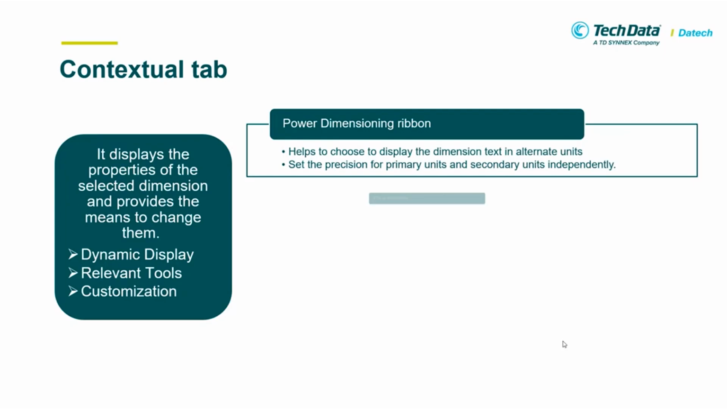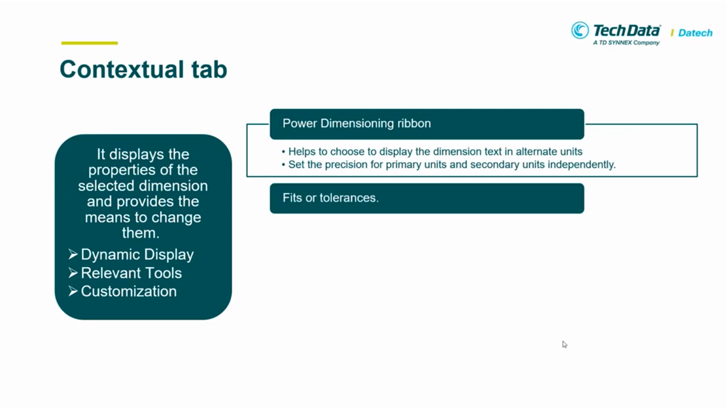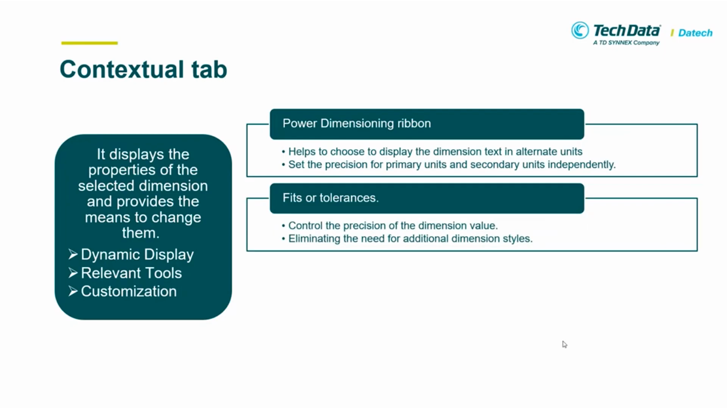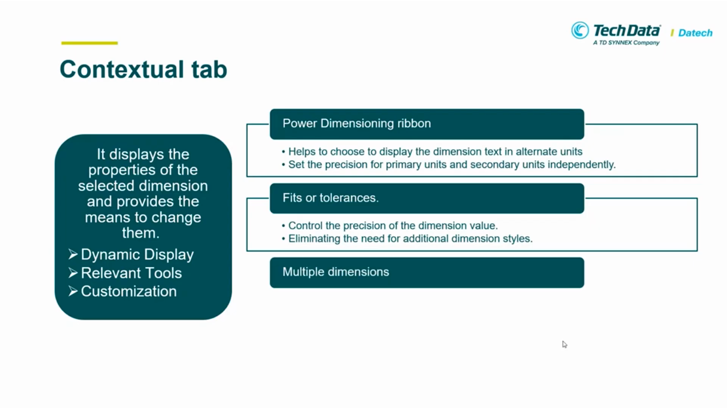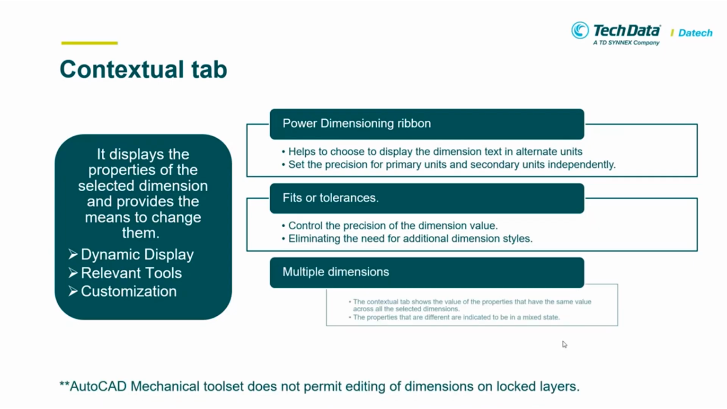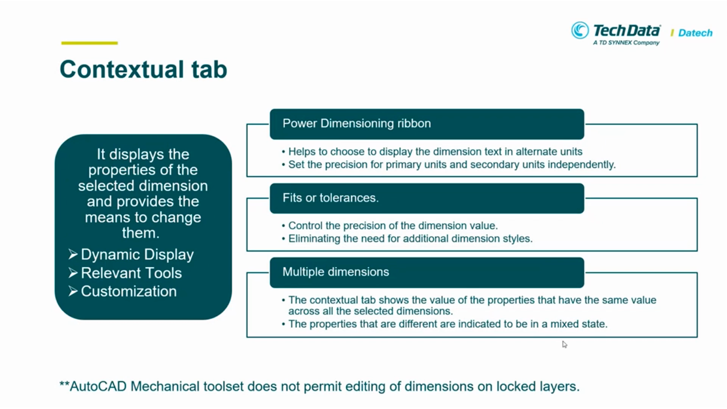You can also work on multiple customizations. The customization that appears on the tab can be done using the Customize User Interface option. In AutoCAD Mechanical Toolset, it appears with the relevant command and the objects, such as the Power Dimensioning tab, Fits and Tolerances, and Multi Dimensioning tab. These tabs are important for various operations of the dimensioning features.